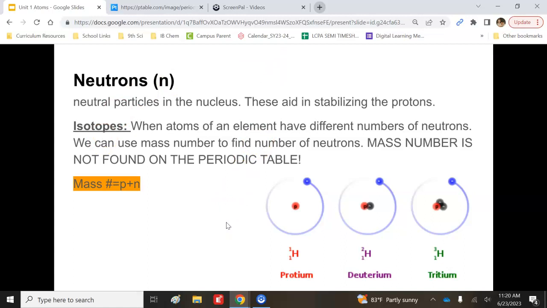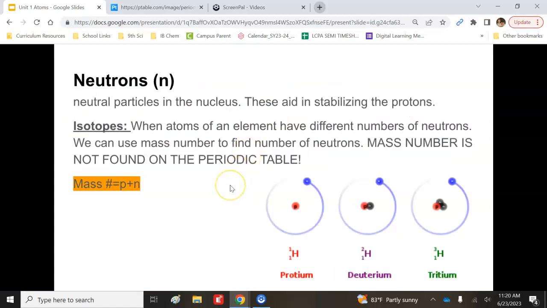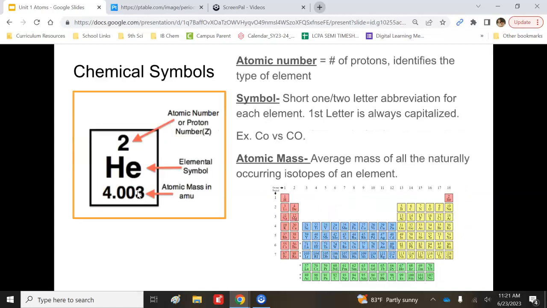Mass number is not on the periodic table. I'm going to go back to the periodic table picture again. This bottom number here at the bottom of the periodic table is not, let me repeat, not mass number. That is the average atomic mass, and we will talk about that in a later topic. Mass number can be found then by adding the protons and the neutrons together.